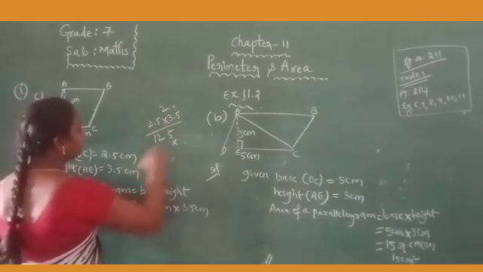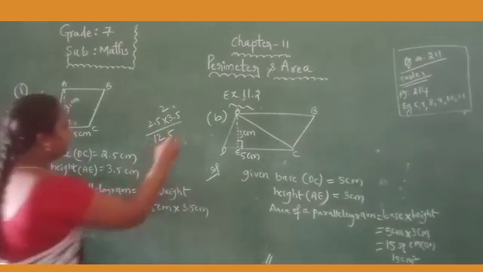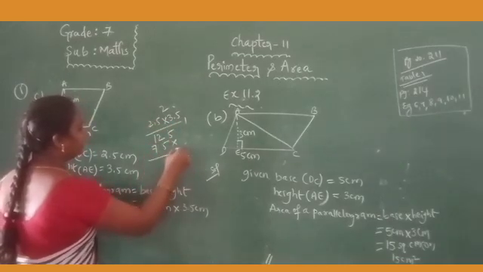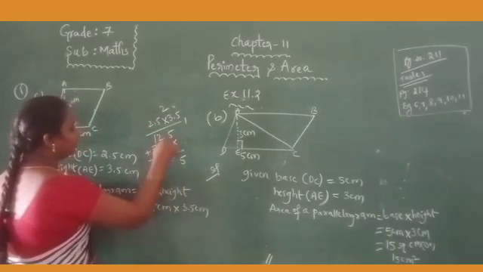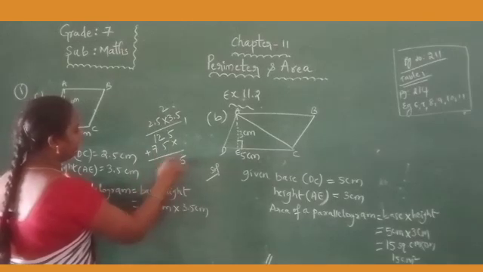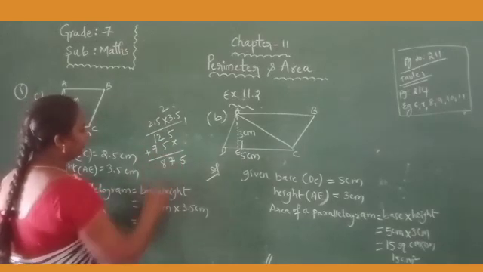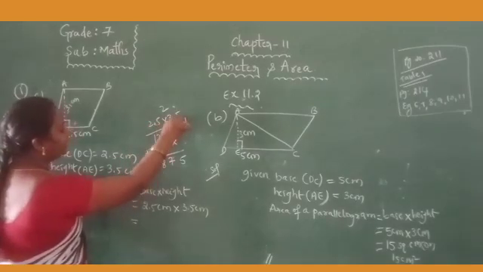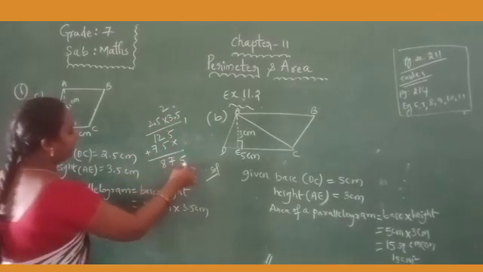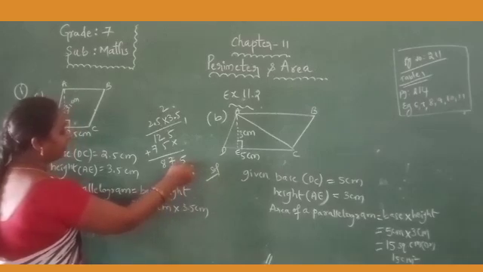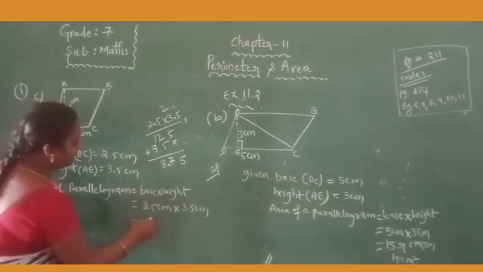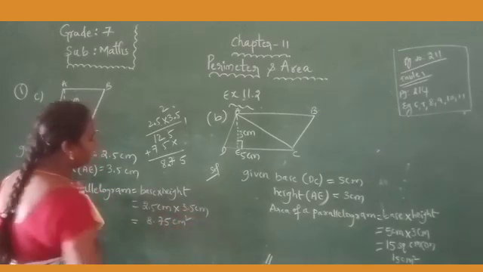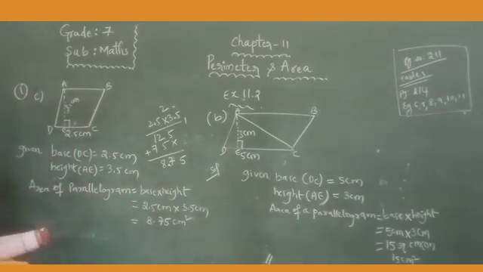3 5s, first leave the ones place. 3 5s 15, 3 2s 6 plus 1 is 7. Then add. So 2 plus 5 is 7, 1 plus 8, and 1 plus 7 is 8. So here we have to put the decimal point 2 digits from the right side. So 8.75 centimeter square. That is the area of the parallelogram.